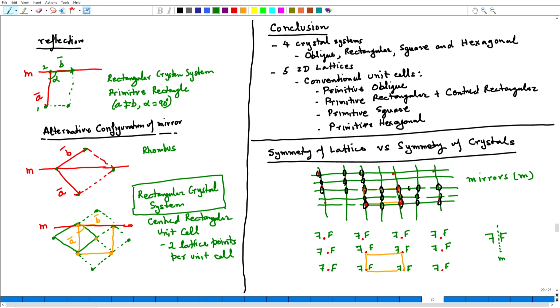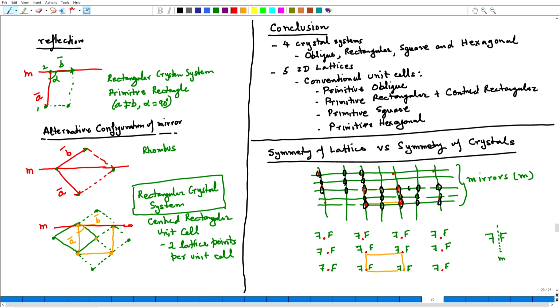Now, let us look at what are the symmetries in this pattern. Well, do I have horizontal mirrors as was the case in the lattice? You will notice there is no horizontal mirror. So, all of these horizontal mirrors are gone. Do I have any vertical mirrors? I do have. So, let me draw those vertical mirrors.